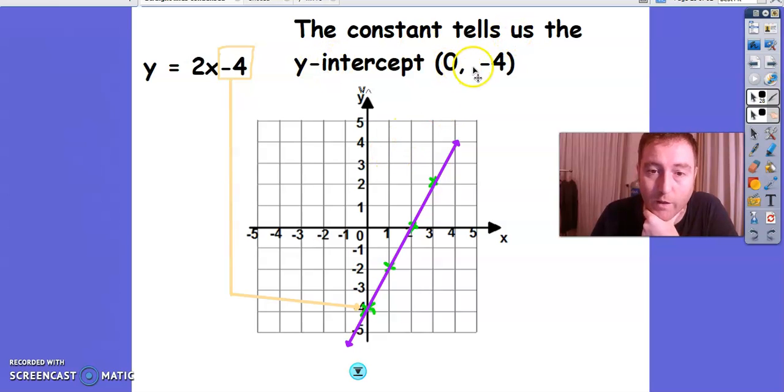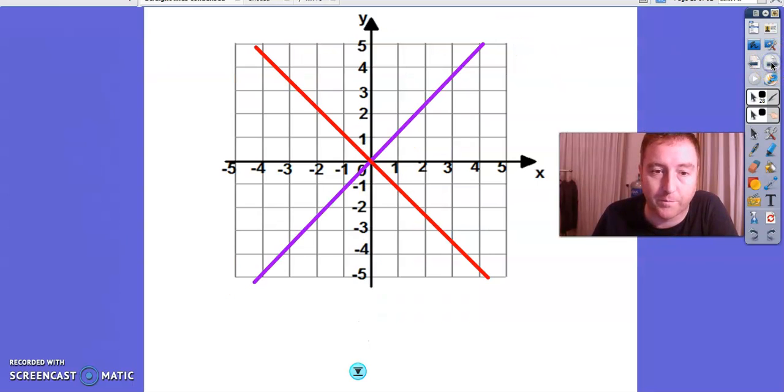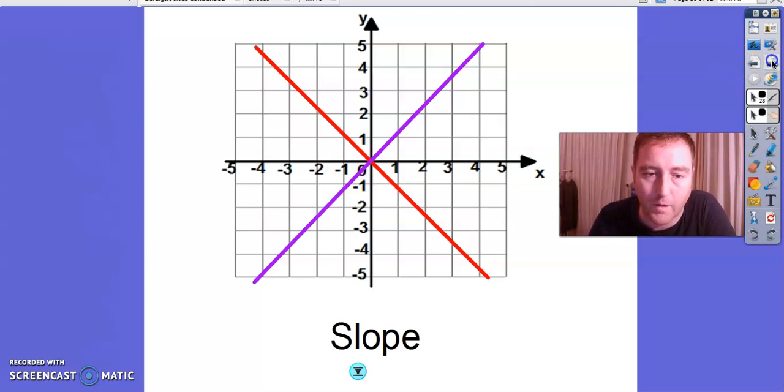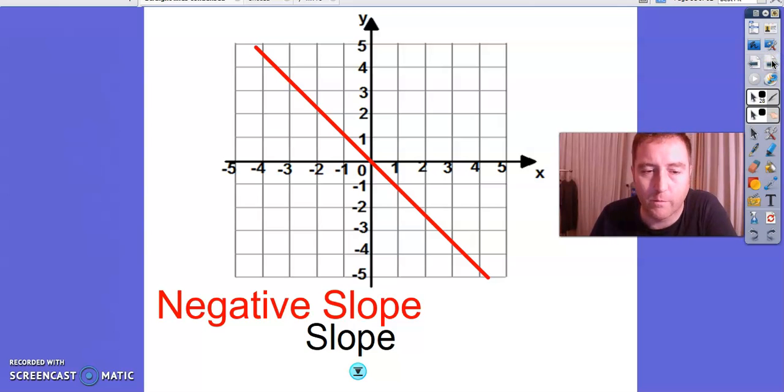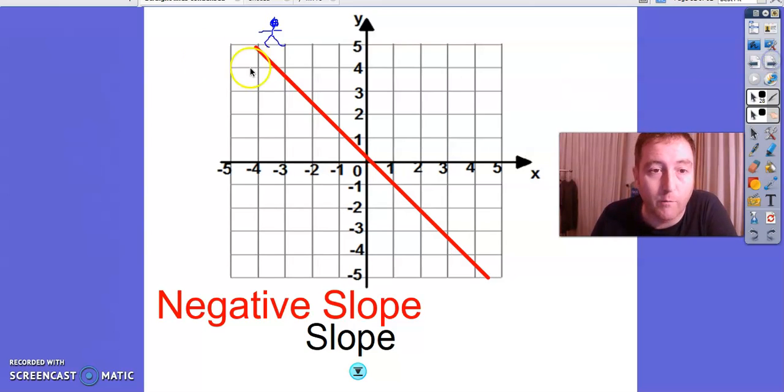It tells us that the y-intercept is 0, minus 4. Okay, onto gradient, slopes. And we have two different types. We have a negative slope. And what do we mean by that?